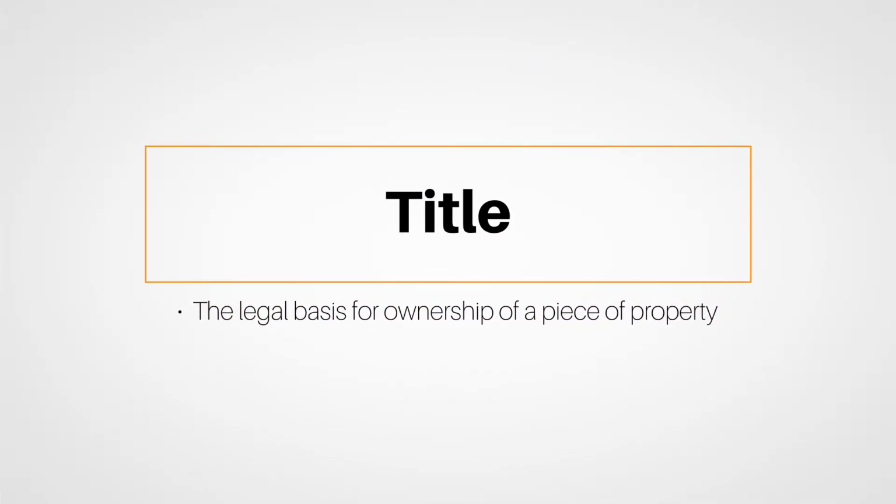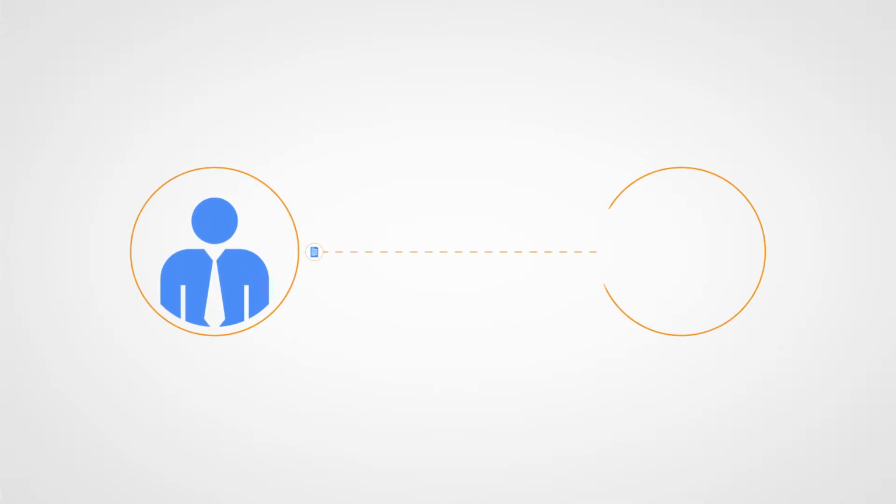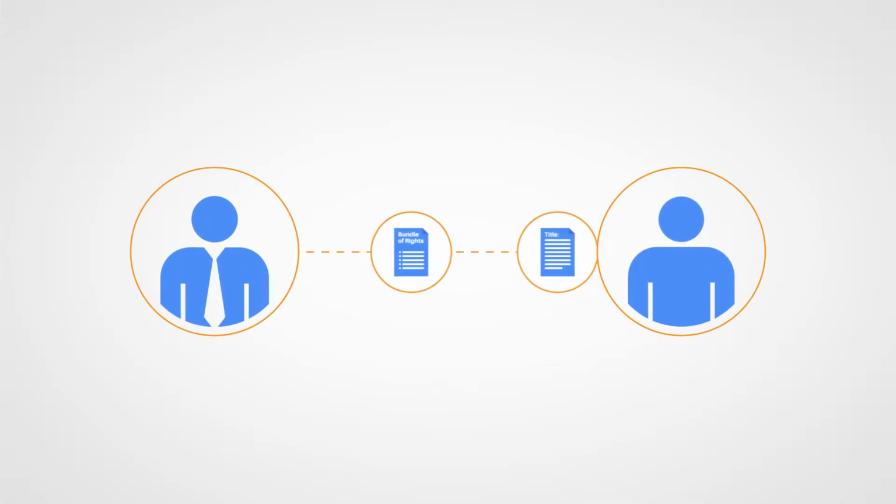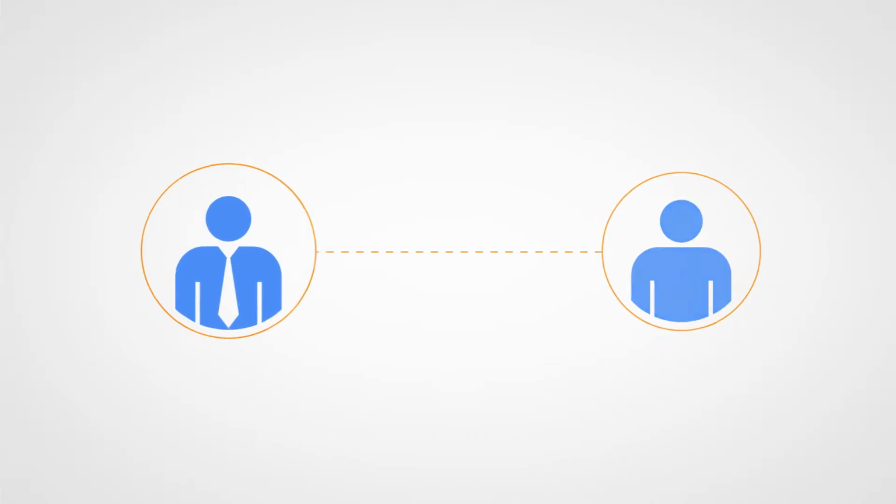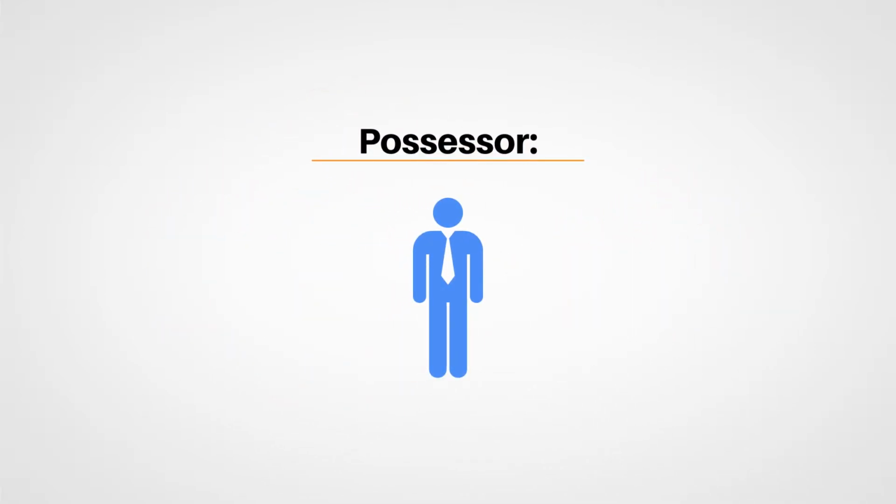A title is the legal basis for the ownership of a piece of property, and it usually specifies the rights the owner can exercise. When a title is transferred to someone else, the bundle of rights associated with a property is transferred as well. The possessor or controller of a property may have a smaller or larger bundle of rights depending on how possession or control was established.